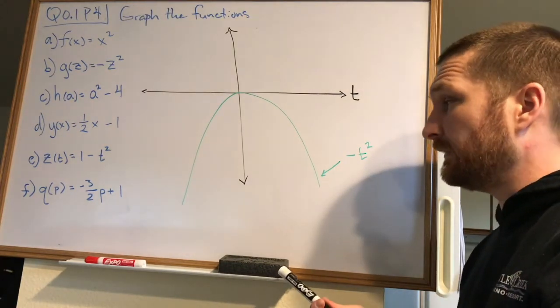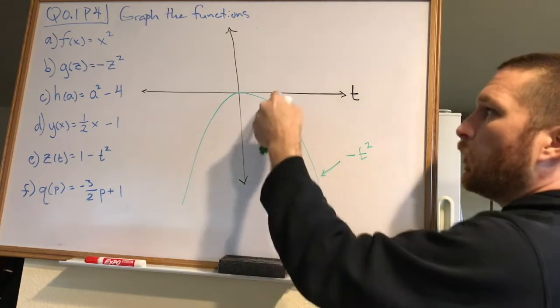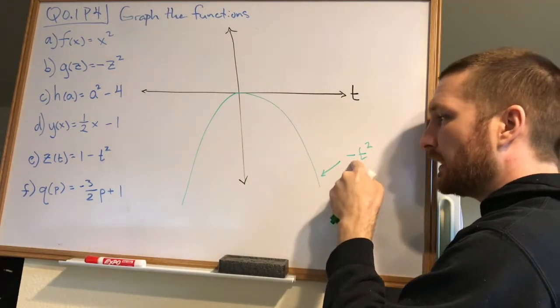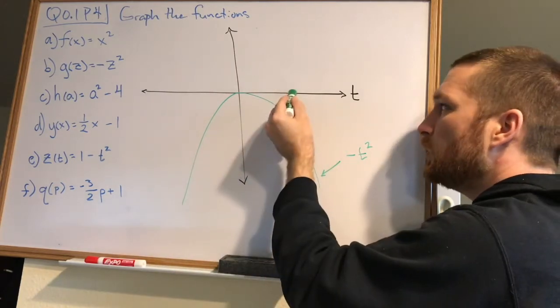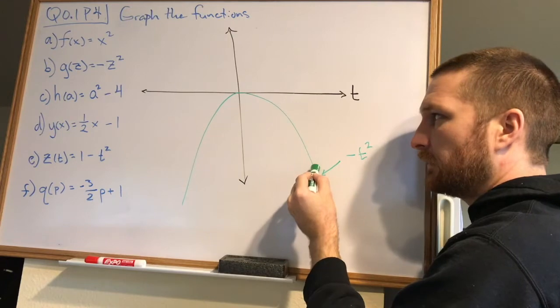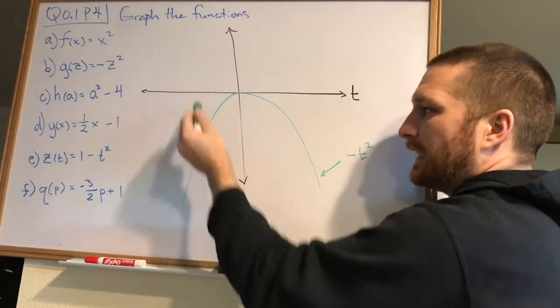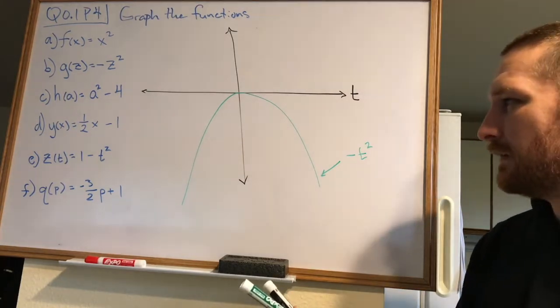Double check if you don't believe me, right? Plug in a 0, you get out a 0. Plug in a 1, you get 1 squared, but then you make it negative, so you get negative 1. Yeah, that looks good. Plug in a 2, you get 2 squared is 4, but then you make it negative, you're down here at negative 4. Ditto for all the negative numbers. We're good to go.